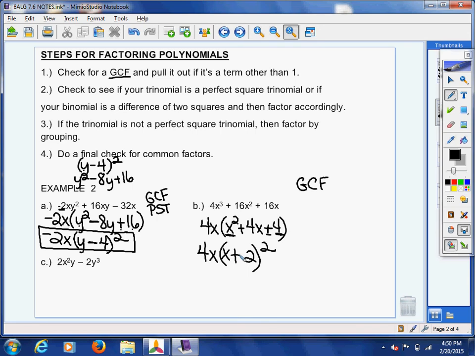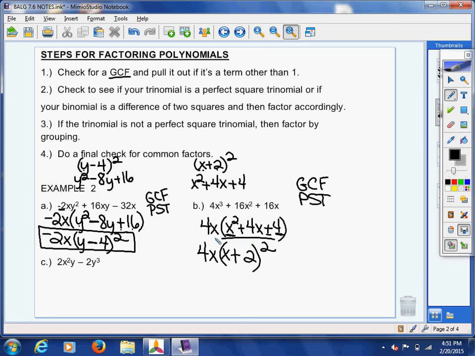Now, I would double check that x plus 2 squared, just to make sure it's exactly what it purports itself to be. So let's do our 3-step check. Square the first term, so that's x squared. Multiply x times 2, then double it, so that's 4x, and then square the 2, and that's 4. So yeah, we definitely factored it right.